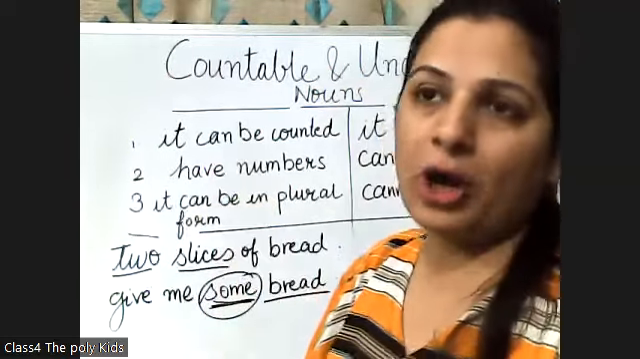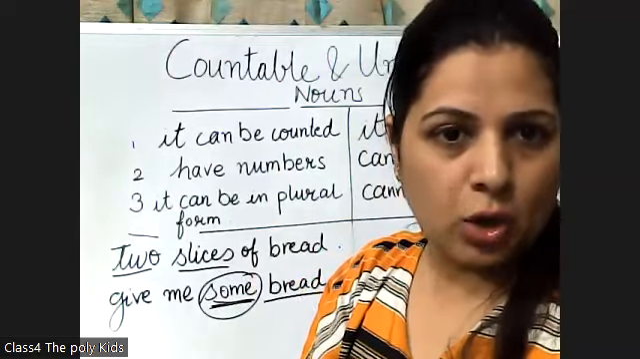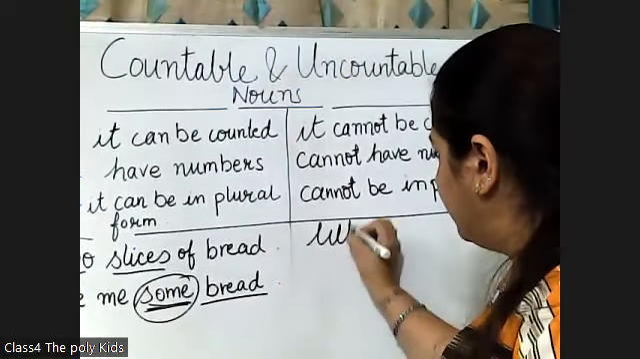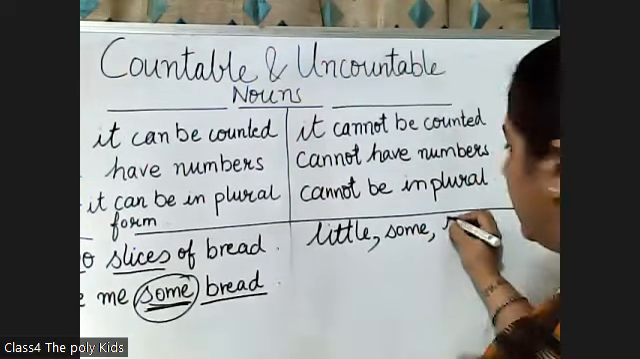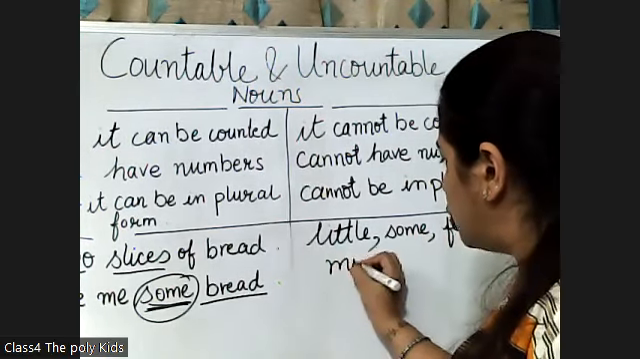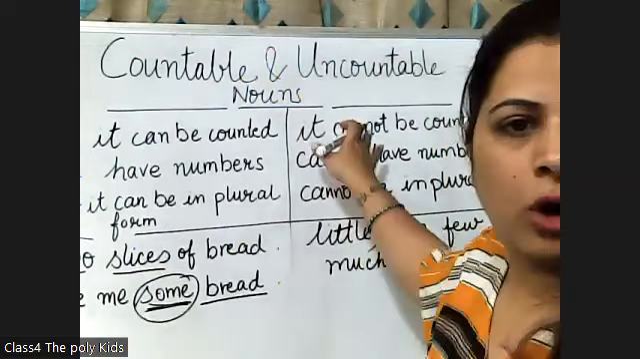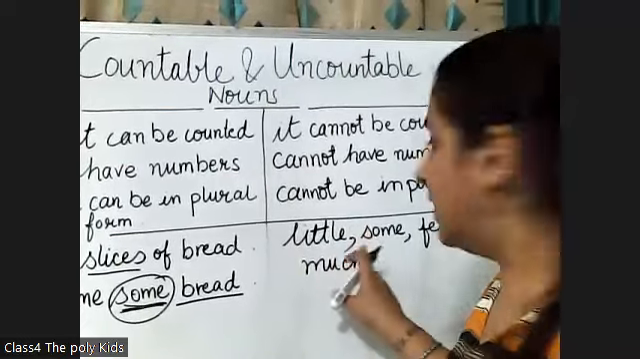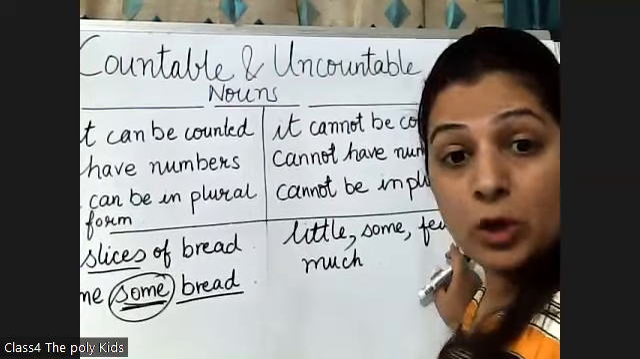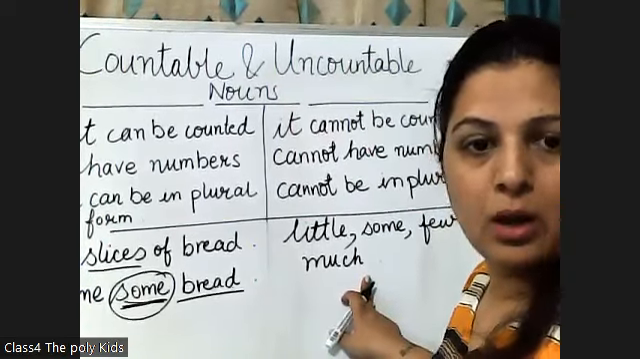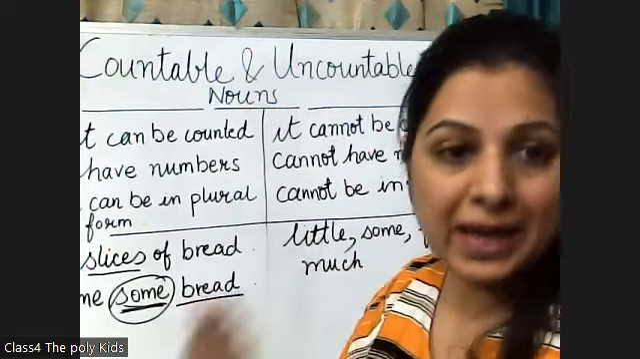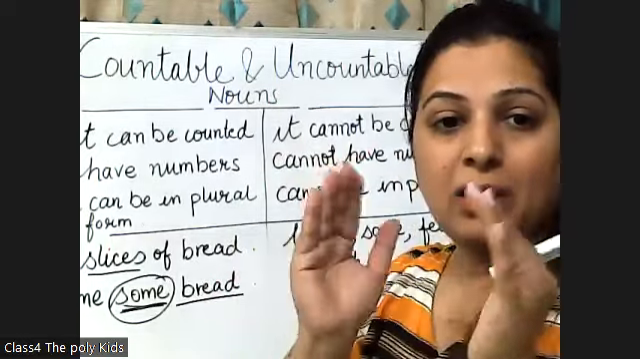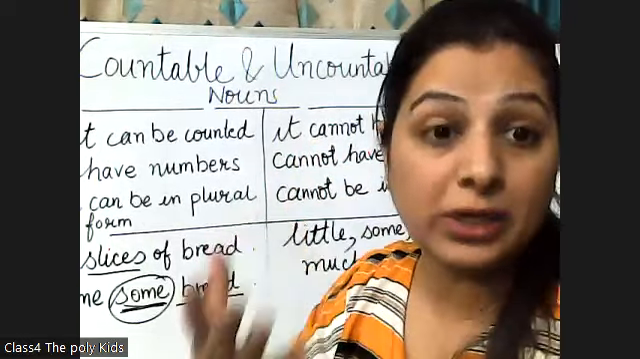We have said some bread, or I would have said give me little bread. Okay? So we use words like little, some, few, much, and so on for uncountable noun. For uncountable noun, we use little, some, few, and much. For uncountable, that means we are not having any number, but we can identify, we can give a limited quantity or whatever we want to tell by using these.